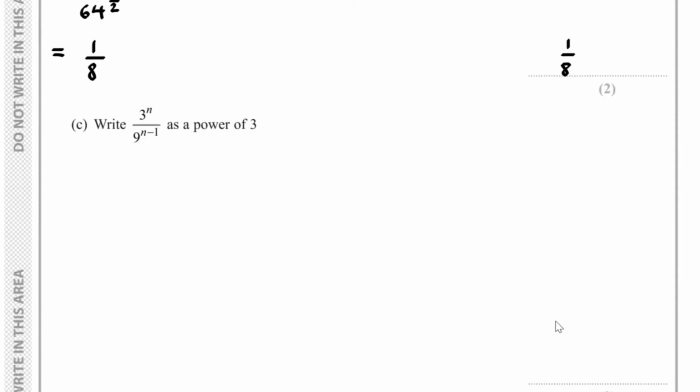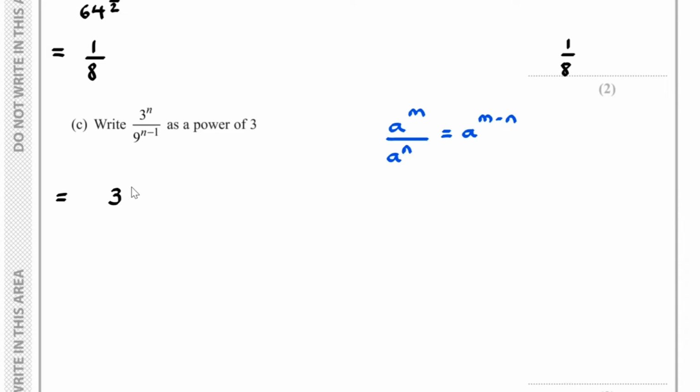For part C, we have to write 3 to the power of n divided by 9 to the power of n minus 1 as a power of 3. Well, here we need to use the rule a to the power of m divided by a to the power of n equals a to the power of m minus n. When dividing with the same base, we subtract the powers.